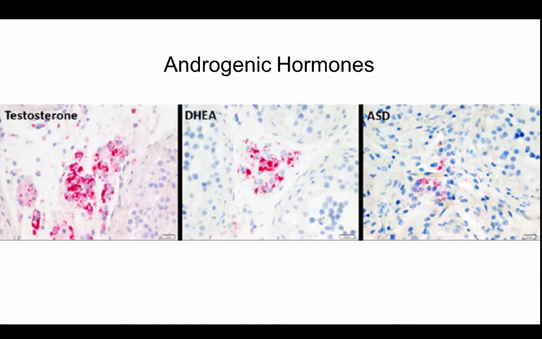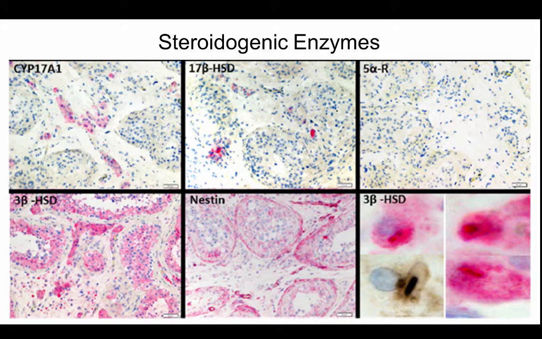The androgenic hormones stain the Leydig cells, but not the Reinke crystals. Looking at the steroidogenic enzymes, the only one that was fruitful was 3-beta-HSD, which stained the Leydig cells, but also specifically the Reinke crystals.